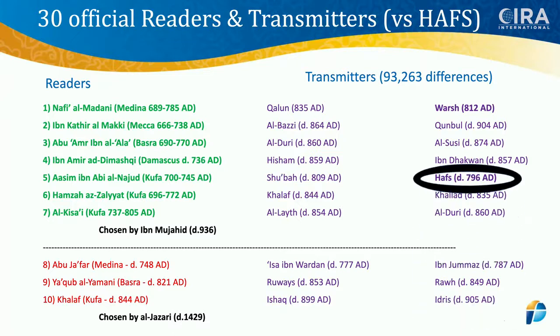There is Hafs there. Hafs suddenly appears. He is from Asim, and he is from Kufa. That's going to be problematic, and we'll be talking about it later. But he is not even one of the official readers. He is nothing more than a narrator, nothing more than a student, as you call them. That's right.